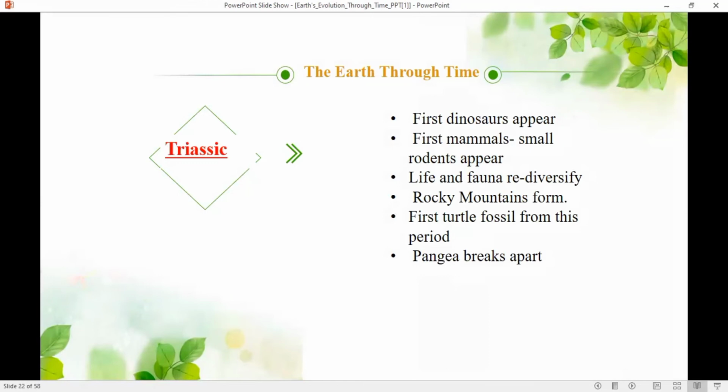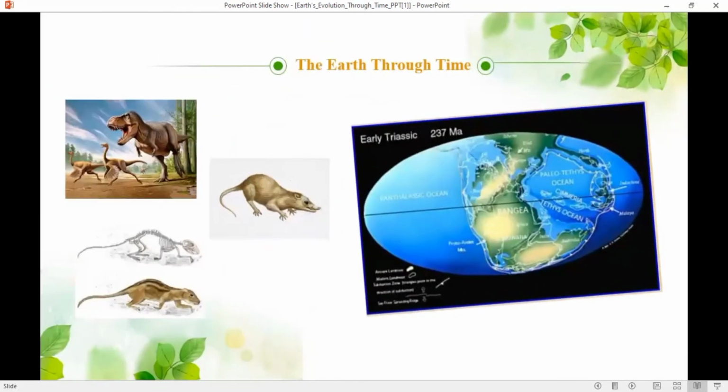The next period is where the emergence of the dinosaurs was seen. In the Triassic period, the first dinosaurs and mammals appear. Life and fauna rediversify and the Rocky Mountains form. The first turtle fossil is from this period, and Pangaea breaks apart. So, in the Triassic period, the first dinosaur appears.